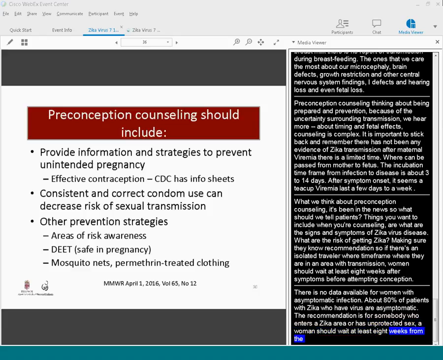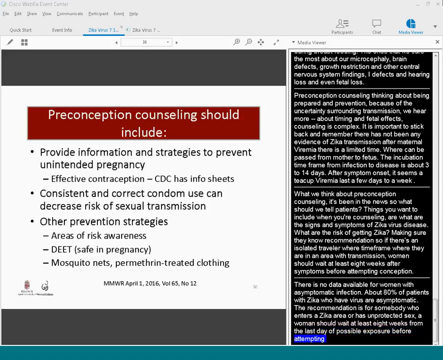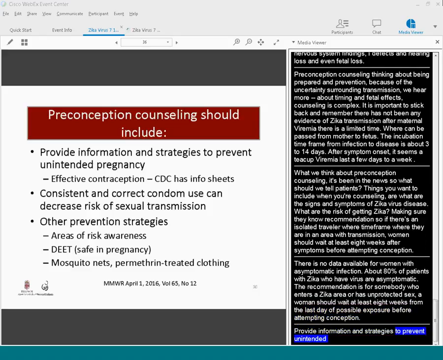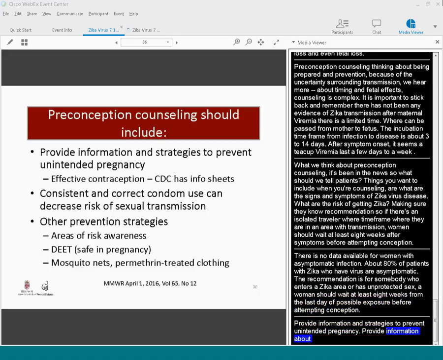You want to be sure to provide information and strategies to prevent unintended pregnancy, so providing women with information about effective contraception, and the CDC actually has some really nice information sheets on this, both in English and in Spanish, which are worth looking at.